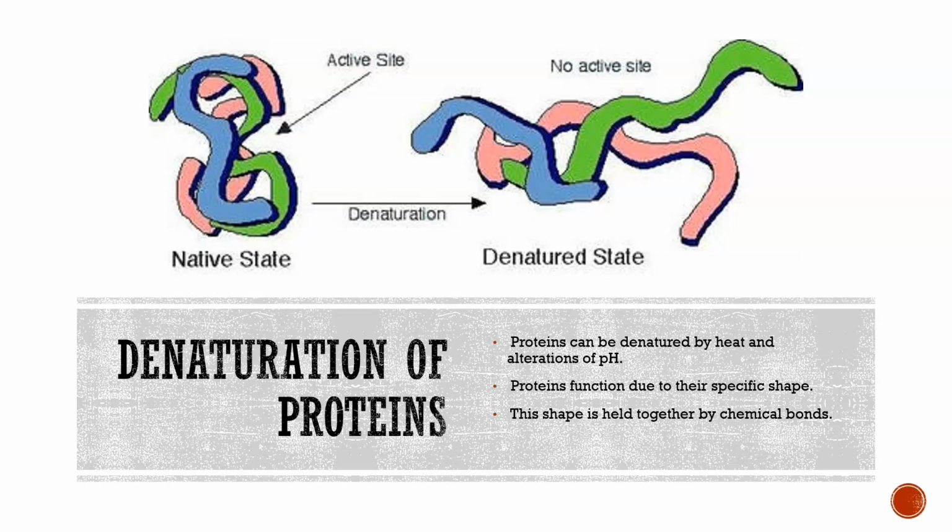Now, what can do that? Proteins can be denatured by heat and alterations in pH. There are a couple of other factors as well. Proteins function due to their specific shape, so if they become denatured, they can't function. Their actual shape is held together by chemical bonds. Remember, if those chemical bonds are broken, they become denatured and that protein cannot function.